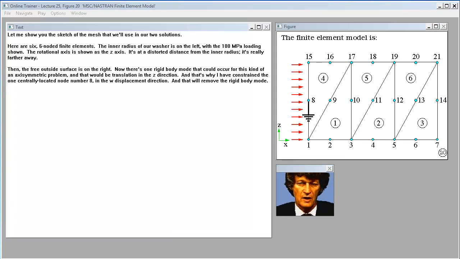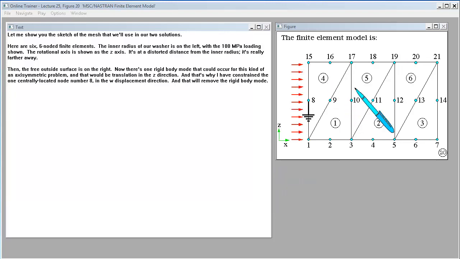Let me show you the sketch of the mesh that we'll use in our two solutions. Here are six noted finite elements. The inner radius of our washer is on the left, with the 100 megapascal loading shown. The rotational axis is shown as the z-axis. It's at a distorted distance from the inner radius. It's really farther away. Then the free outside surface is on the right.